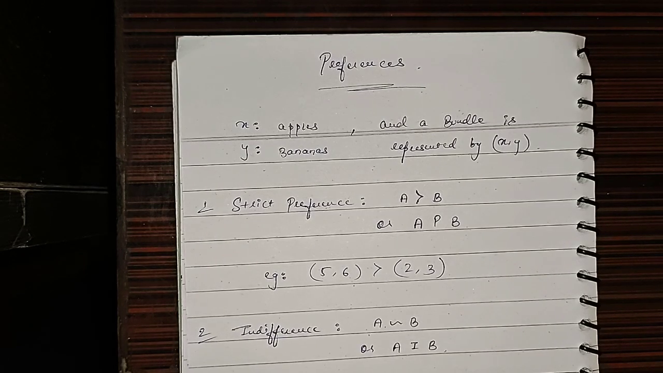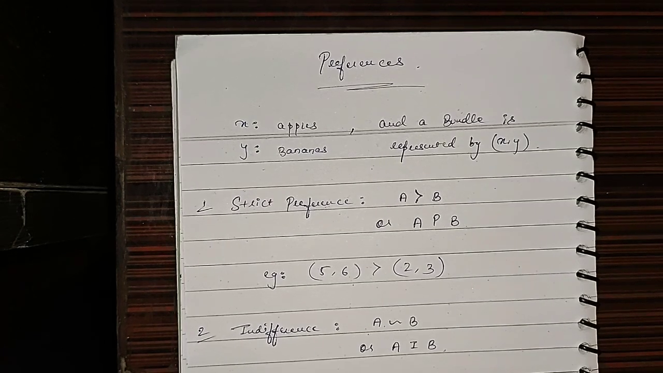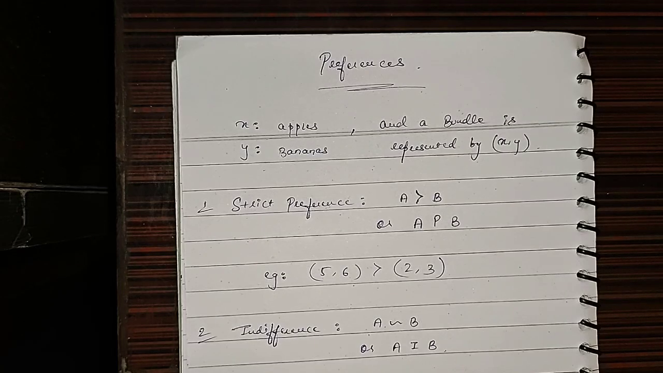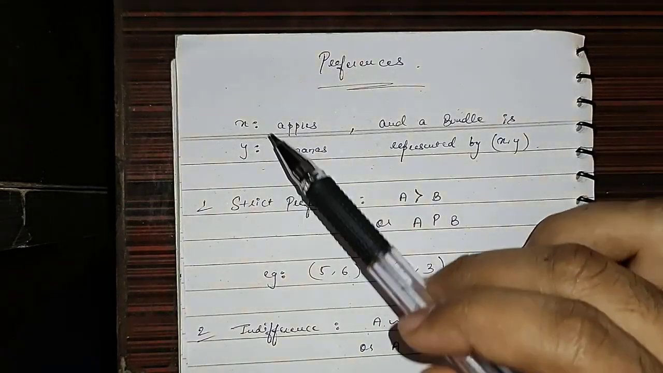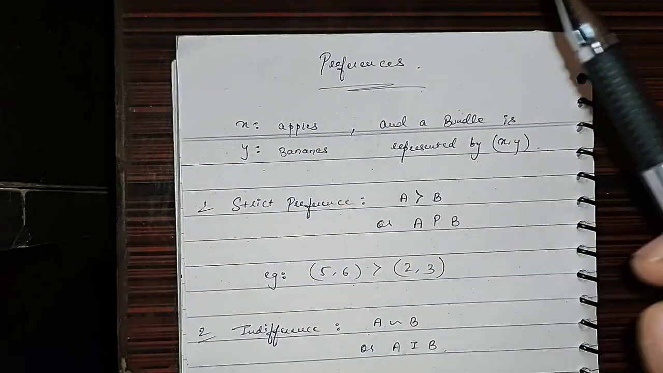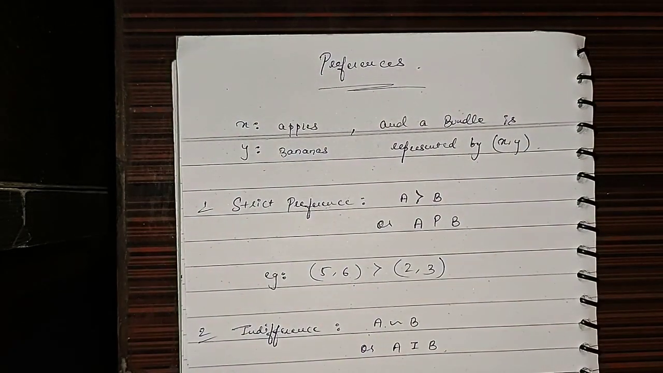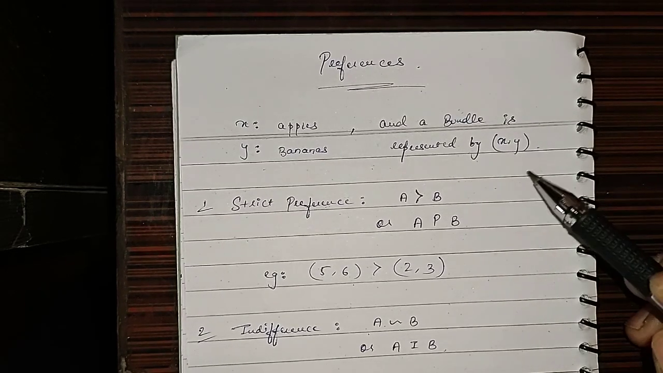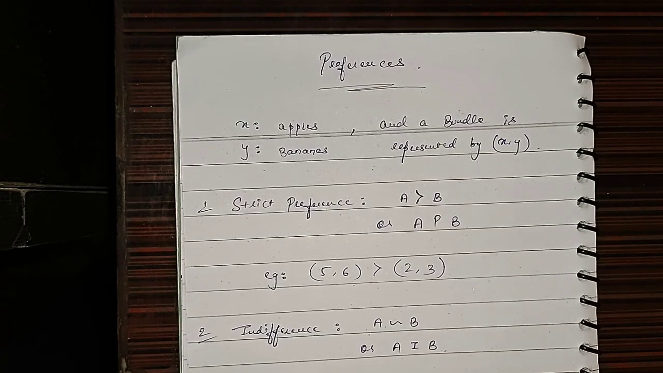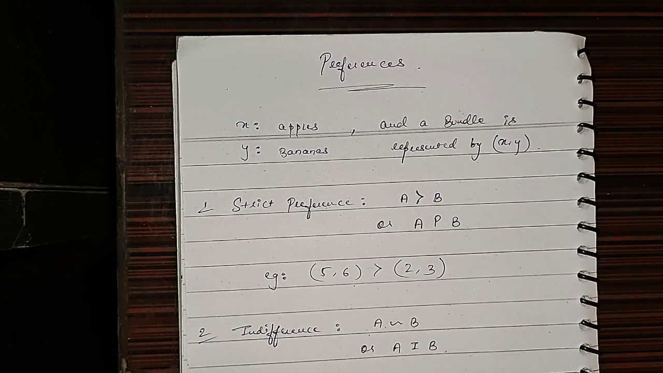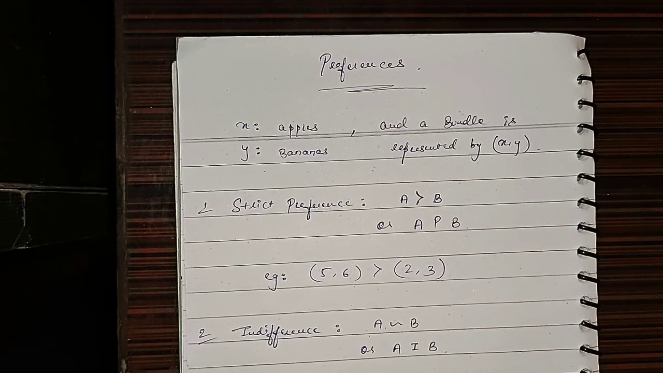Now, before I start with our explanation, I would like to inform you that here we are making a few assumptions. The first assumption is that we are going to consider two goods, which are X and Y, where X is apples and Y is bananas. And a bundle that represents quantities of X and Y looks like this. Now, to classify preferences, we can categorize preferences in three categories, which are strict preference, indifference, and weak preference.